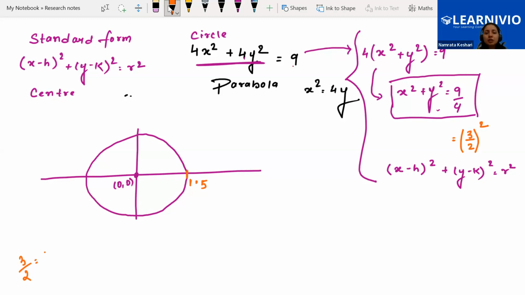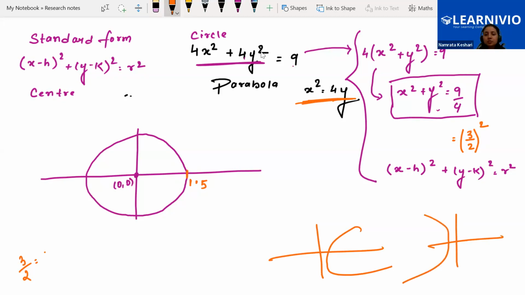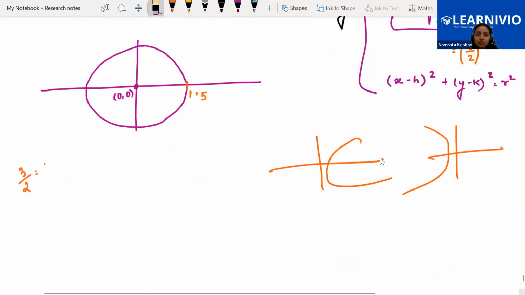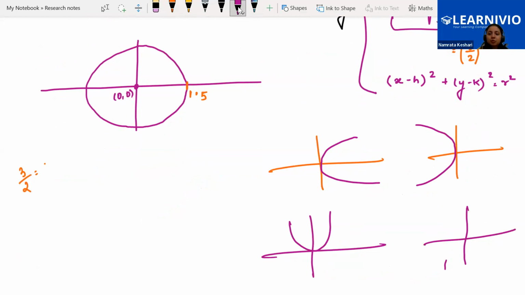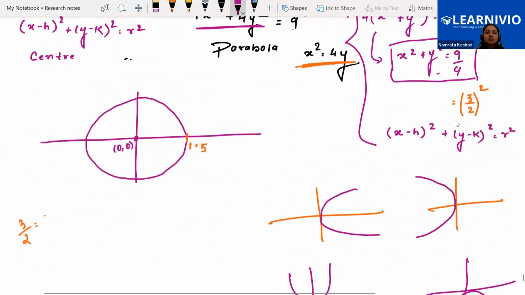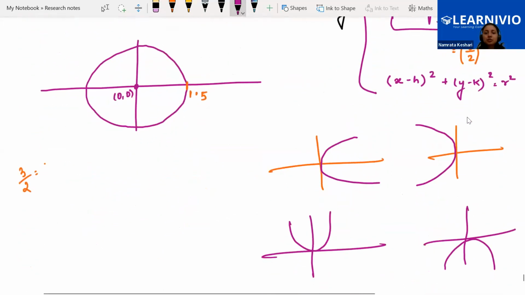Now we are having a parabola, that is x square is equal to 4y. Can you tell me how exactly our parabola will look? Upward facing, downward facing, which parabola? Is it this one or this one or this one or this one? We have the equation of the parabola as x square is equal to 4y. Can you tell me 1, 2, 3 or 4, which parabola?